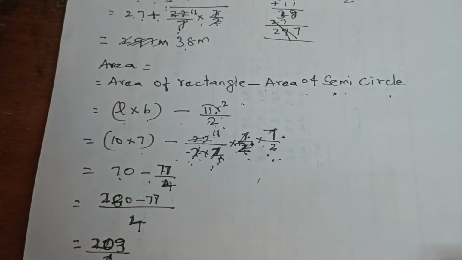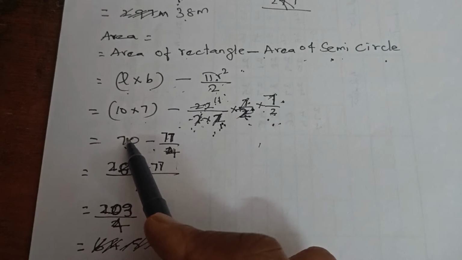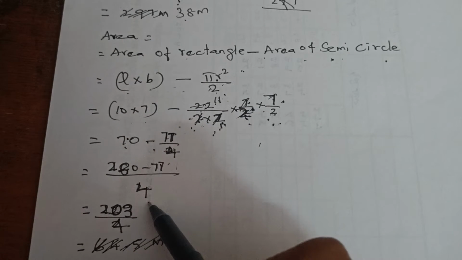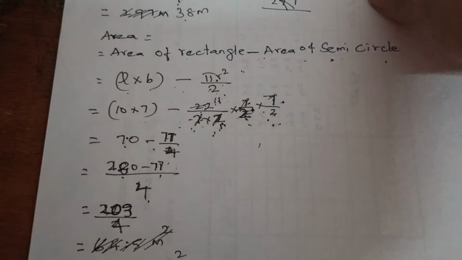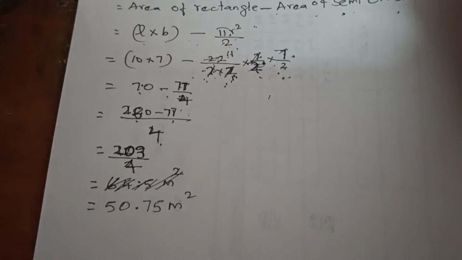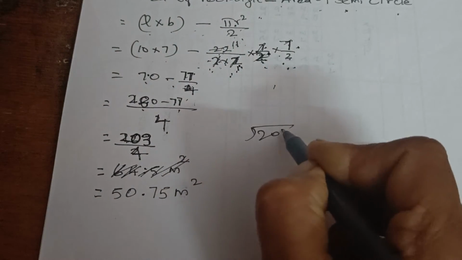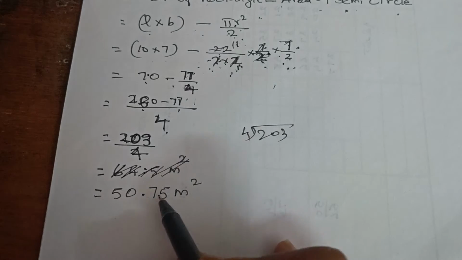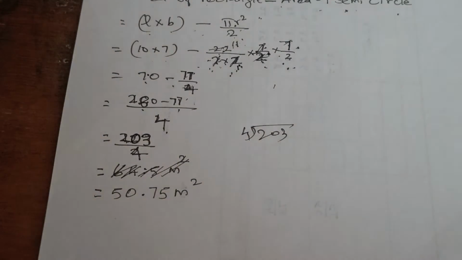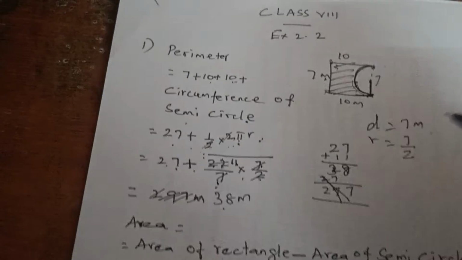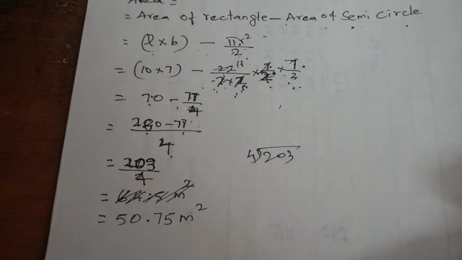It is subtraction of rational numbers. We have to take LCM. Cross multiply. 4 into 70, 280 minus 77 by 4. When you subtract, you get 203 by 4. When you divide 203 by 4, normal division, we get 50.75 meters square, the area of this shaded region. Okay. Now we have found area and perimeter.